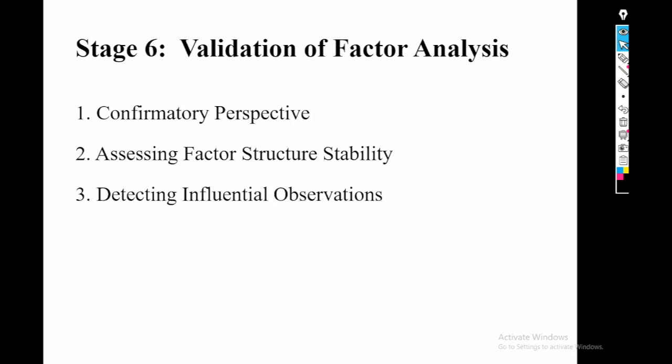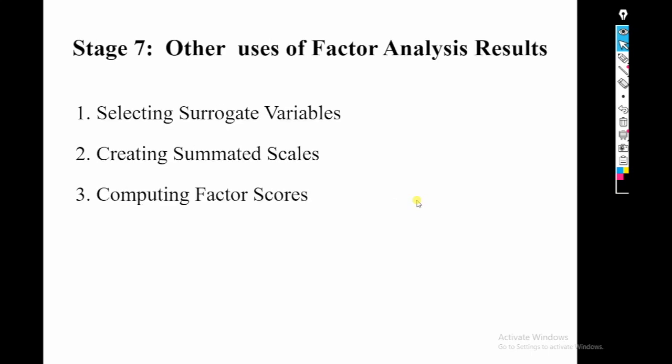Now validation of the factor analysis. Further we can use a confirmatory perspective, meaning we can apply confirmatory factor analysis, CFA, using AMOS software, then assess factor structure stability and detect influential variables if present. And then other uses of factor analysis results. There are three things here: selecting surrogate variables, creating a summated scale, and computing factor scores.